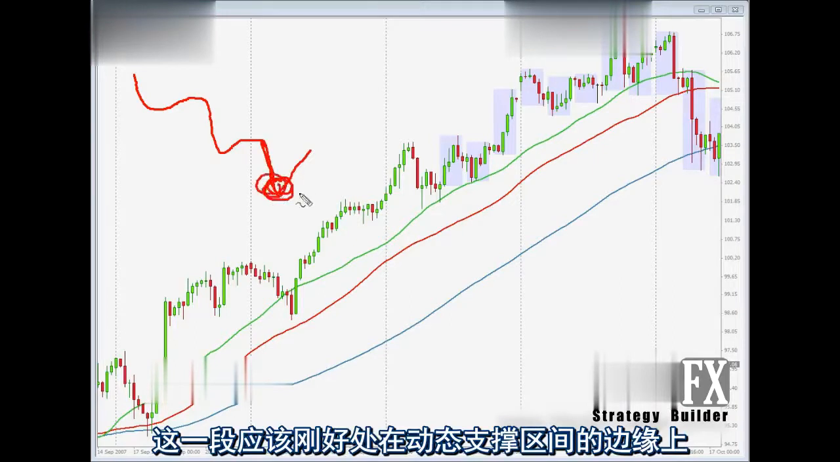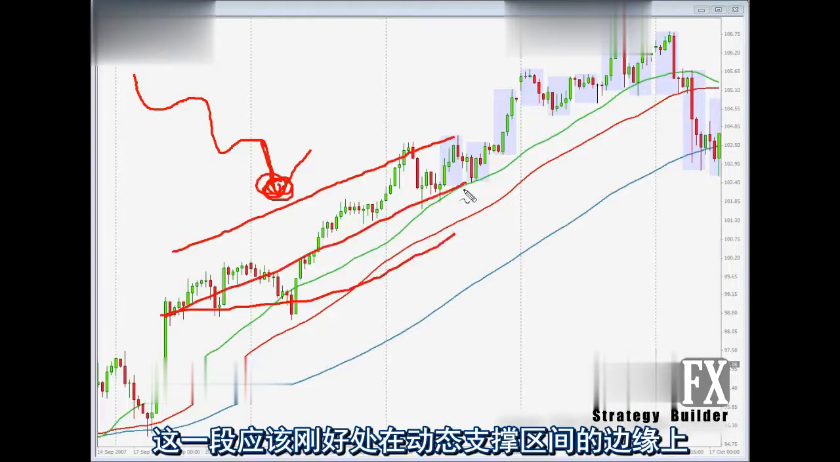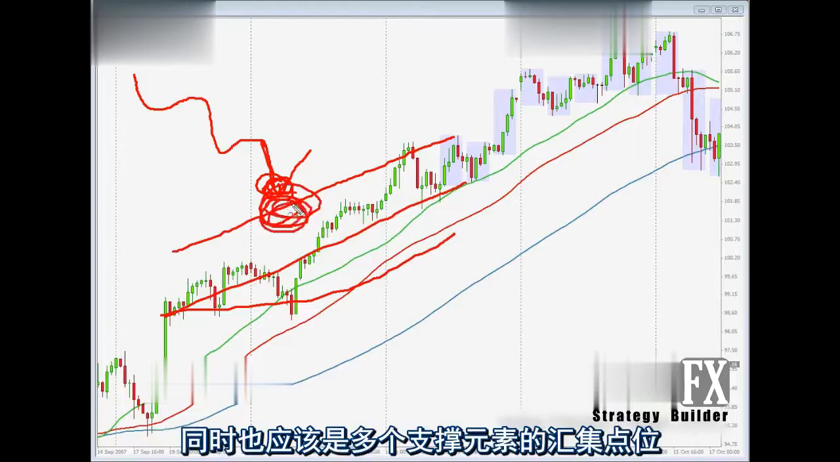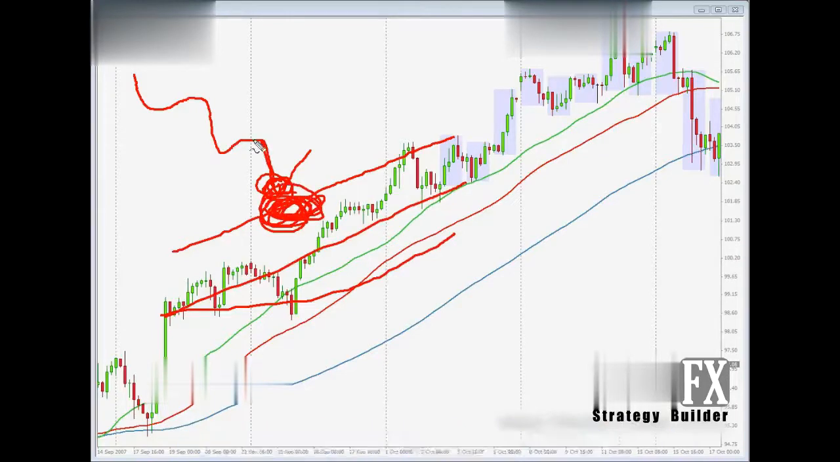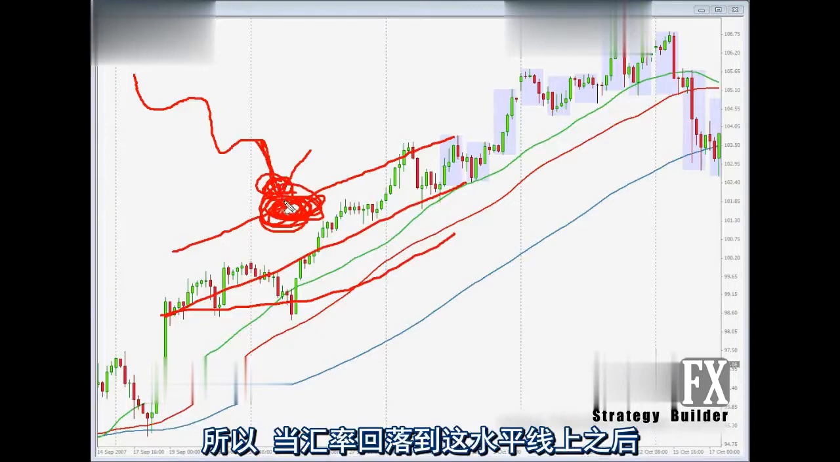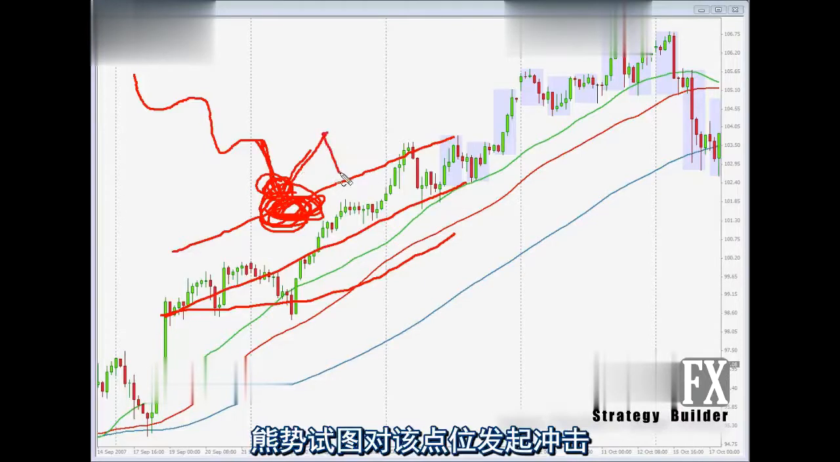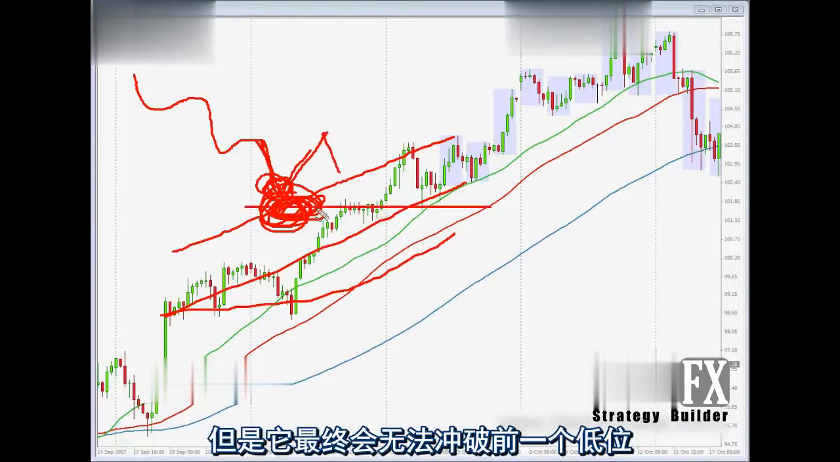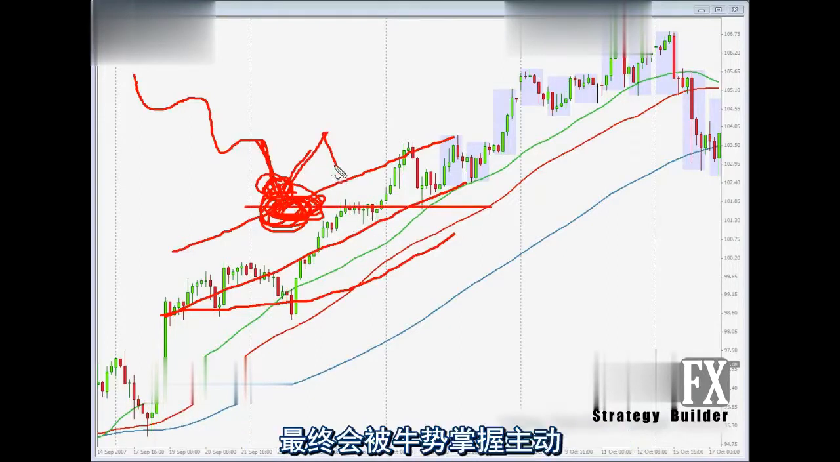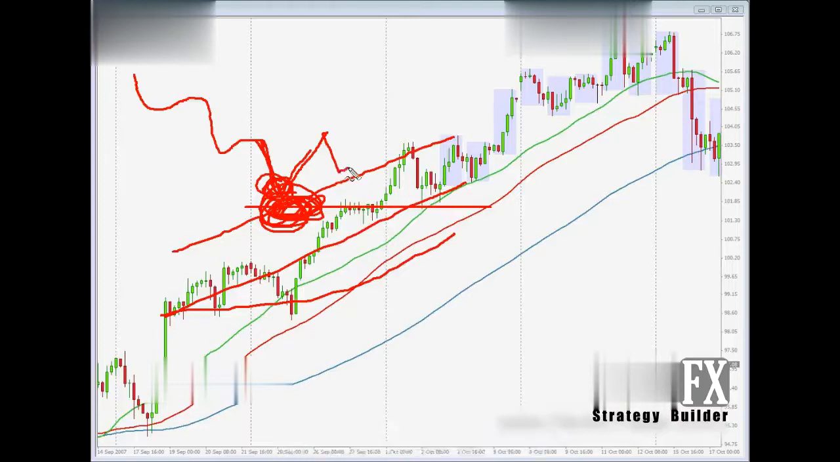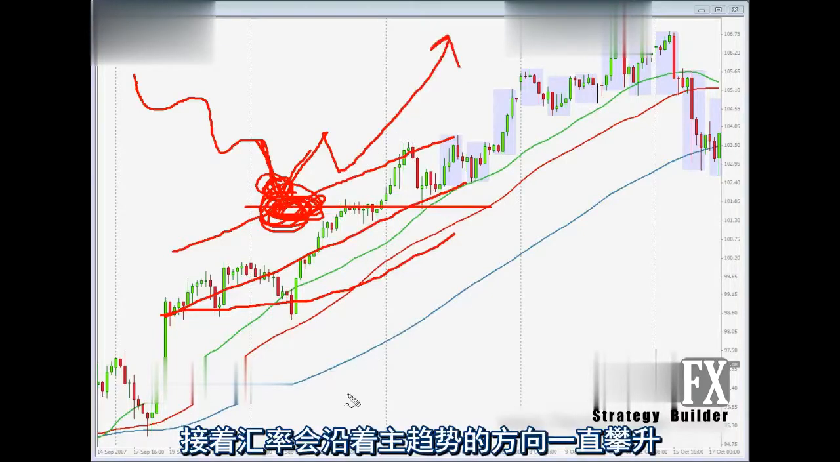This final thrust bottoms out or tops out at the dynamic area of resistance and around a confluence of different elements of resistance coming together. Basically, price bangs onto that area and retraces from there. The bears attempt another attack to that level, but they cannot quite outtake the previous low. They are outtaken by the bulls. And from there, price shoots to the upside in the direction of the main trend, as indicated in the setup chart.